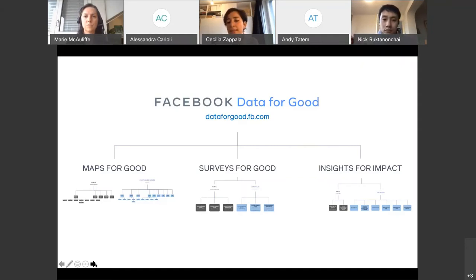And then the third family is called Insights for Impact. With these data sets, we generally cooperate with a nonprofit in order to monitor public posts around a specific issue. One example was Zika in Brazil. So we try to detect Facebook users' feelings around a certain issue to help those organizations better target specific campaigns. Vaccination would be another theme that we address with Insights for Impact.